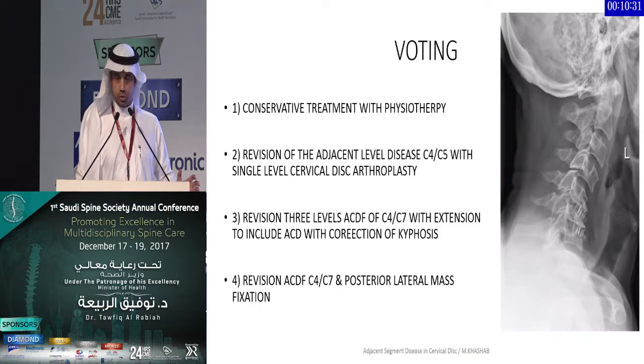So please use your phone to give us the vote: whether to go conservative and do nothing, just physiotherapy and complete conservative management, or to manage that adjacent level with a total disc replacement. The third option is to revise the anterior procedure with an extension higher up with an ACDF and correction of the kyphosis, or to do a combined anterior and posterior. Please try to make your voting throughout the lecture, and we will look at the votes at the end.